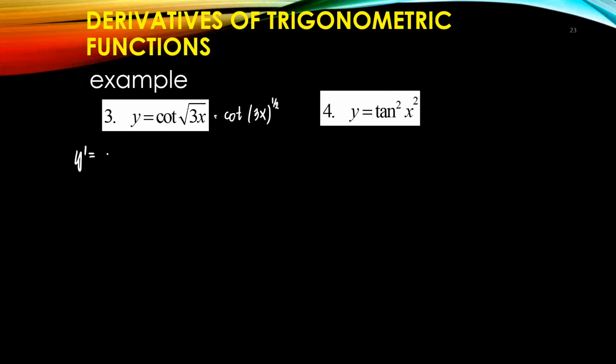It's negative cosecant squared. Tama? So negative cosecant squared of what? Of the angle. Tapos, now look at this.